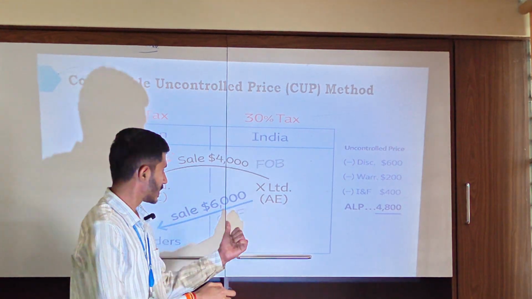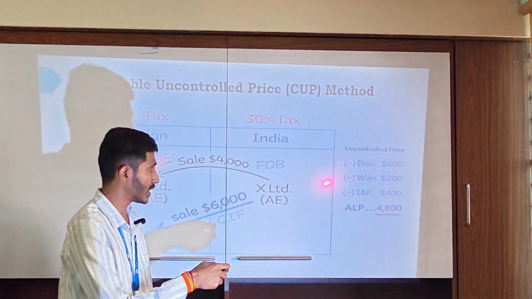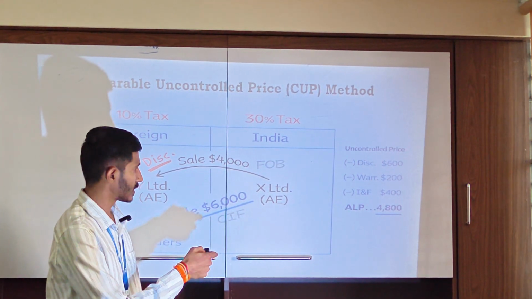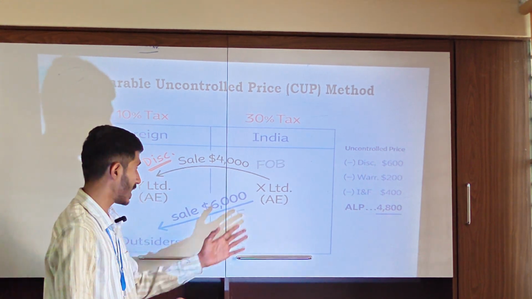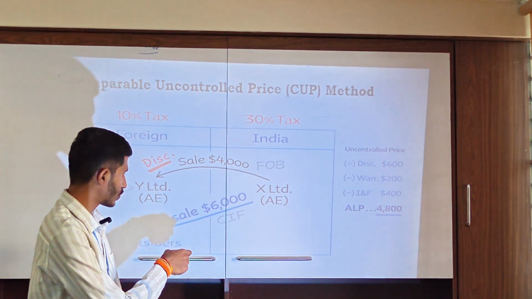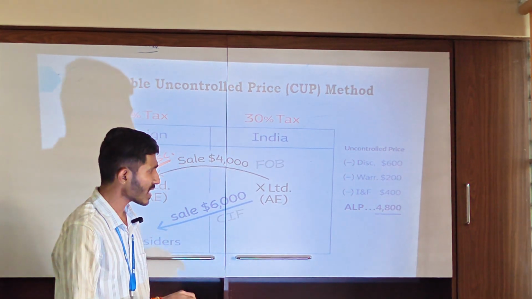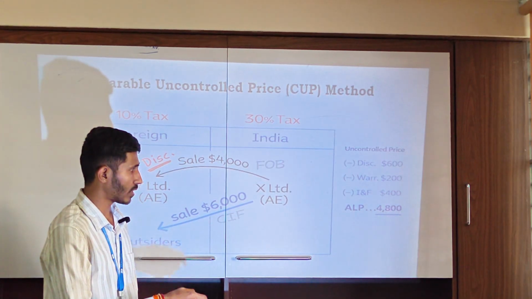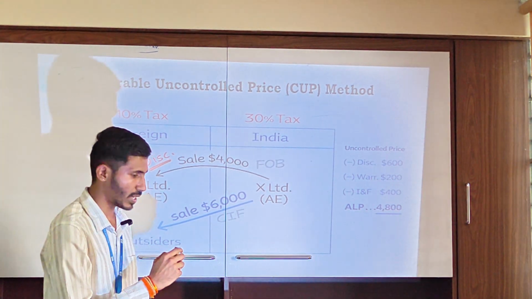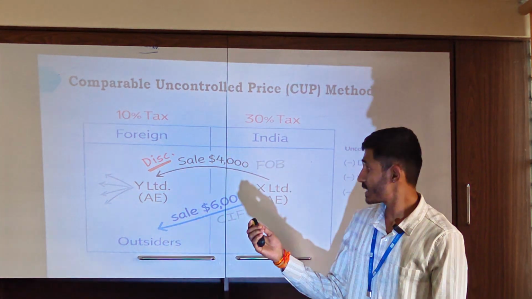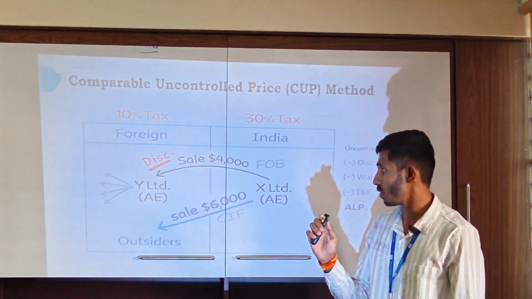So in the $6,000 value, if X Limited specifies we have given any discount, we will remove the discount also. For example, in $6,000, we will remove the discount of $600 and warranty of $200. And if, in selling to outsiders, it has incurred any insurance and freight, then we will remove that also, $400. And we have come to a conclusion that the arm length price is $4,800. But here, what X Limited has done is, it has shown $4,000. So there is a difference of $800.